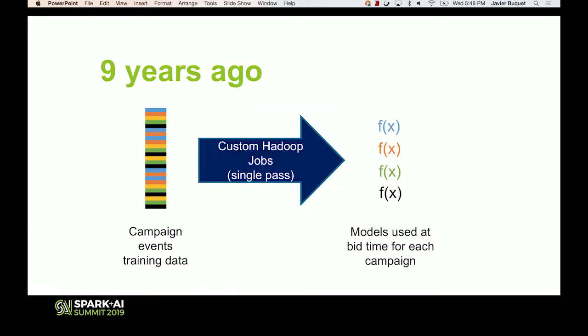We were wondering whether Spark was doing this. And let me give you a bit of history. 9 years ago, we had a custom Hadoop job built in-house that in a single pass traversed the whole data set, which interleaved data from different campaigns. And on the fly, in that single pass, it created models for each of the campaigns. And then these models were shipped at bid time.